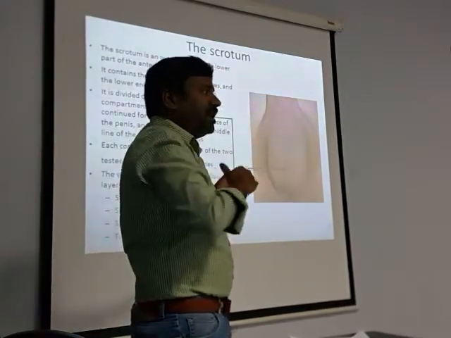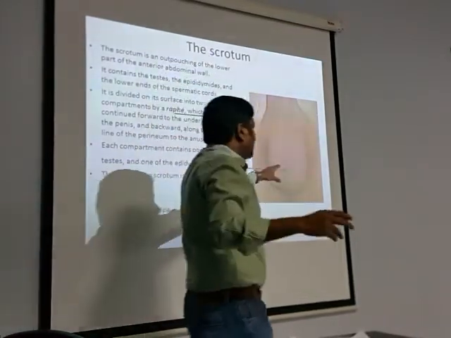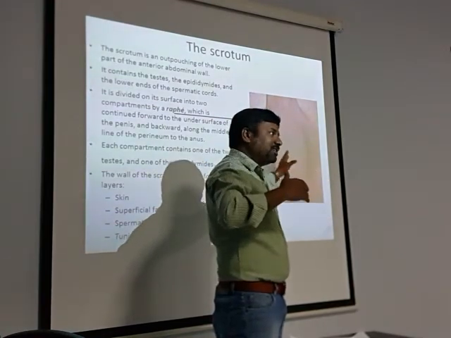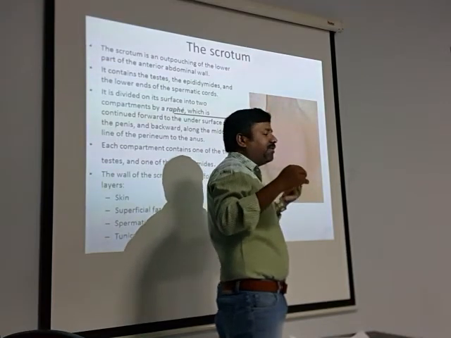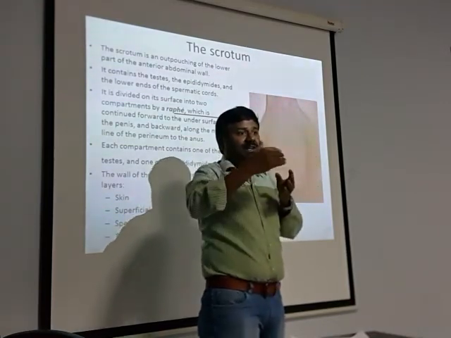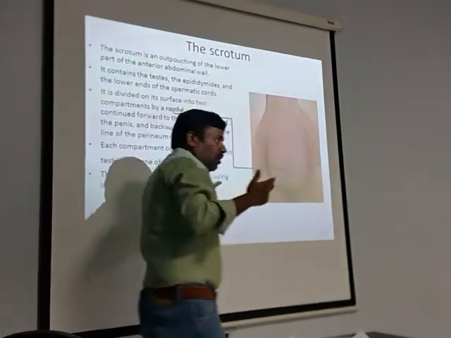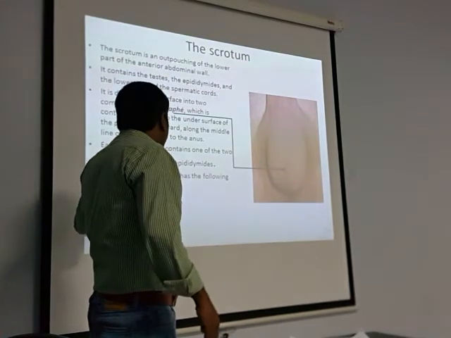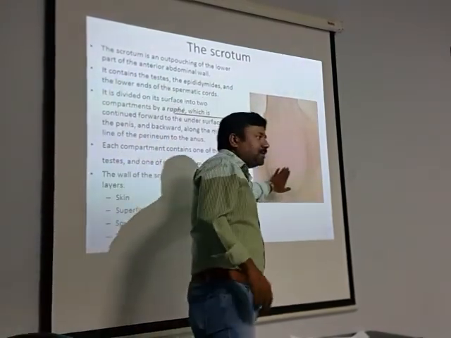The layers will be the same for the testis and the scrotum, except the skin and the superficial fascia. The inner layers are the same coverings of the testis; they cover the spermatic cord and the testis, and they are the layers of the scrotum. We will study them all together. As I said, it is the skin and superficial fascia, and up to this is only for the scrotum.